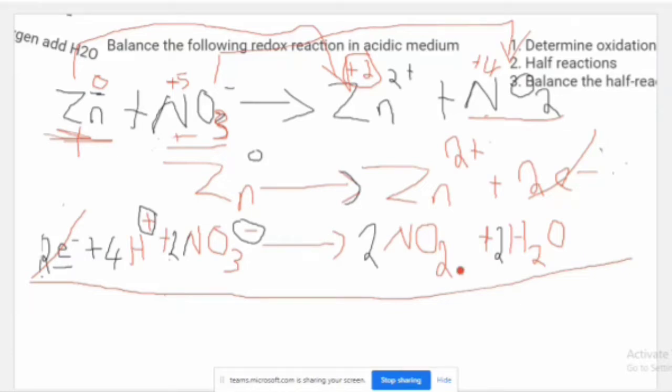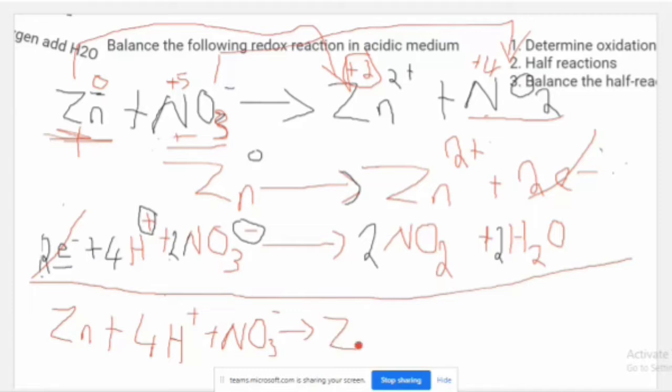So now we're adding the two half equations. I've cancelled the number of electrons because they are the same here. So we can write zinc. In fact, this is our last step. Zinc here, plus 4H plus, plus NO3 minus. So we're done with the reactant side for both equations. You can see zinc plus 4H plus, plus 2NO3 minus. Then we come to this side.